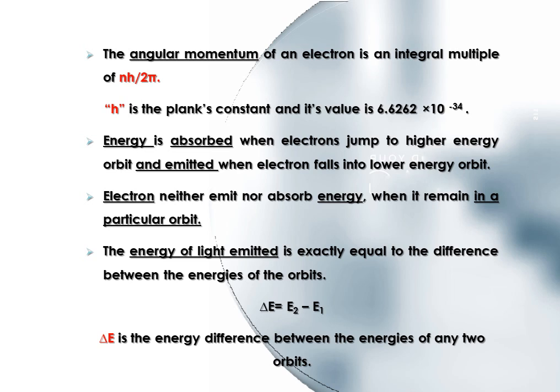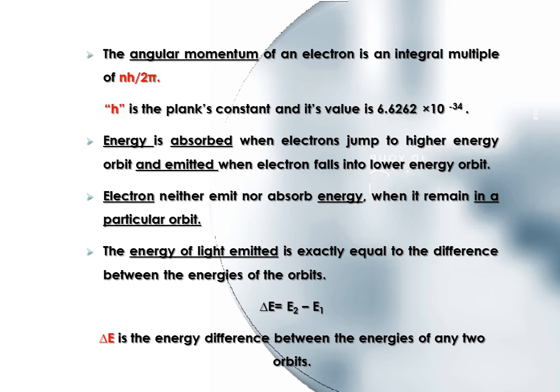And when electrons jump from a higher energy orbit to a lower energy orbit, meaning from third to second shell or from second to first shell, then they will emit energy in the form of a photon. The fifth point is that an electron neither emits nor absorbs energy when it remains in a particular orbit.